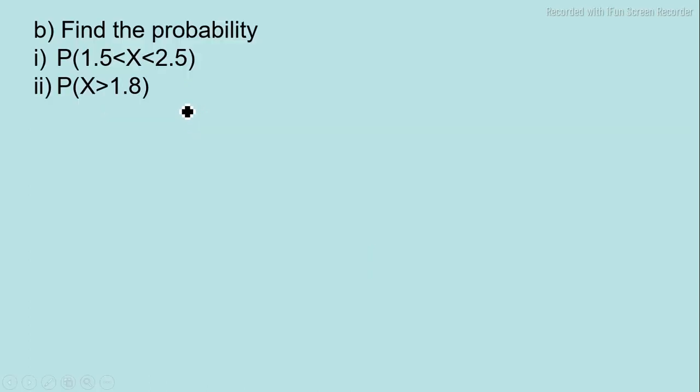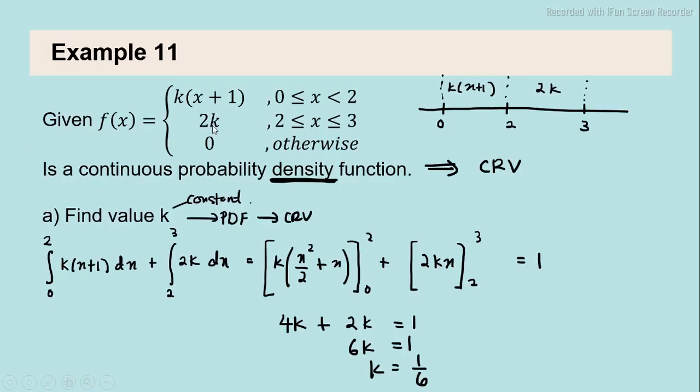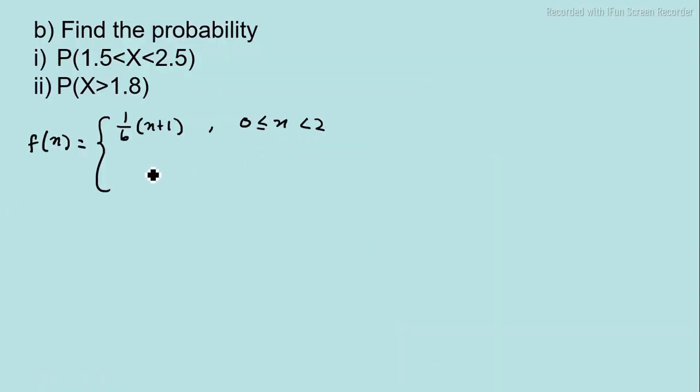So, bila kita dah tahu nilai k 1/6, okay, sebelum kita jawab soalan lain, kita bolehlah take note dulu apa function kita. So, kita tulis kat sini. Function kita adalah 1 over 6 (x plus 1) for x between 0 and 2. And one more, your function is 2k. So, 2 times 1 over 6 is 1 over 3, for x between 2 and 3. And one more, you have otherwise. Kenapa ada otherwise, ada 0? Sebab dia adalah PDF. Okay, so sama je konsep dia macam dekat DRV tu.